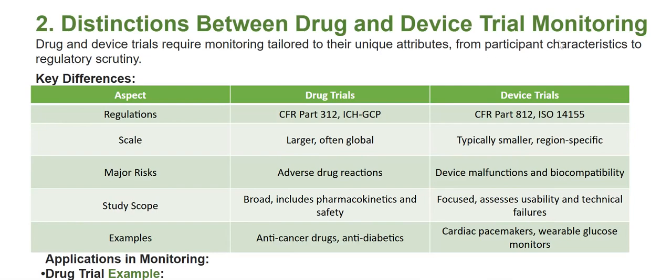Distinctions between drug and device trial monitoring. Drug and device trials require monitoring tailored to their unique attributes, from participant characteristics to regulatory scrutiny. Key differences here: we have the aspect, and the drug trials and device trials for each. The aspects are regulations, scale, major risk, study scope, and examples. Examples for drug trials are anti-cancer drugs and anti-diabetics, while for device trials, cardiac pacemaker, like the previous example, and wearable glucose monitors as well.